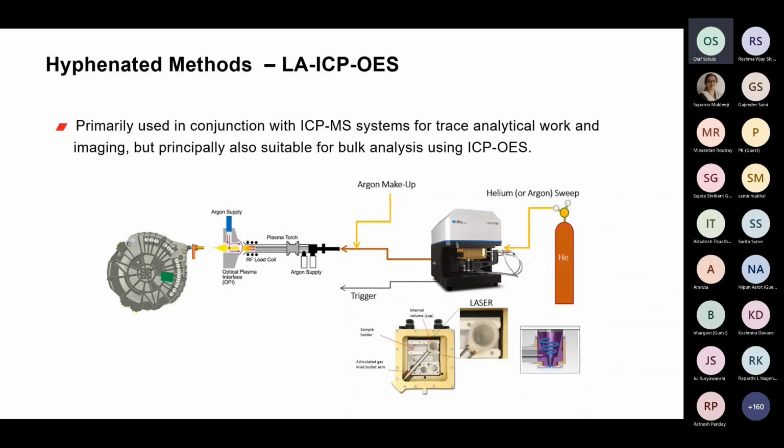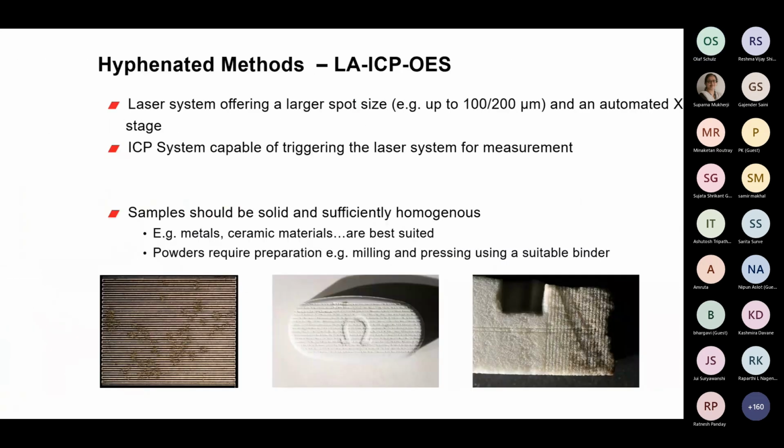Laser systems with a larger spot size may ablate more material per shot. And by applying a higher repetition rate and ablating a larger area, the spatial information is lost, but the average concentration of the sample can perfectly be acquired.